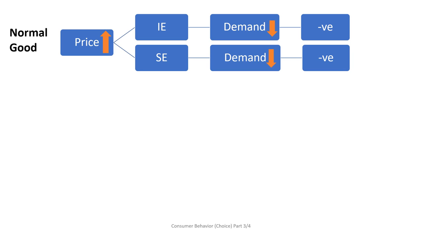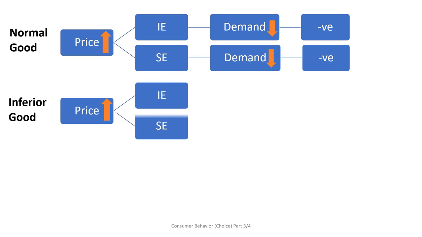Second is the case of an inferior good. Again, we assume that the price of the inferior good increased and we break it down into income effect and substitution effect. Because of the increase in the price, the real income will decrease. And since the good is inferior, a decrease in income will result in higher demand for that good.